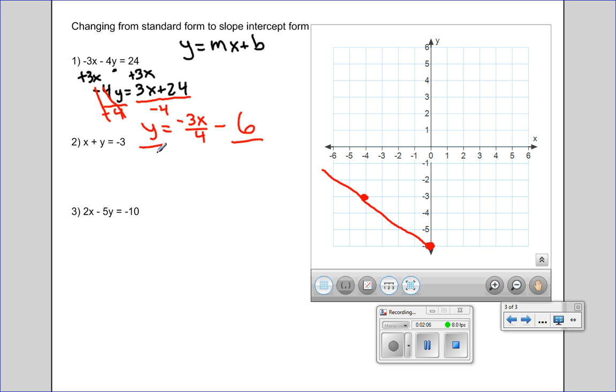On the next problem, I want you to try it. The goal is to get y by itself. Do that and try to graph the line. So take a second, pause, and try it out.